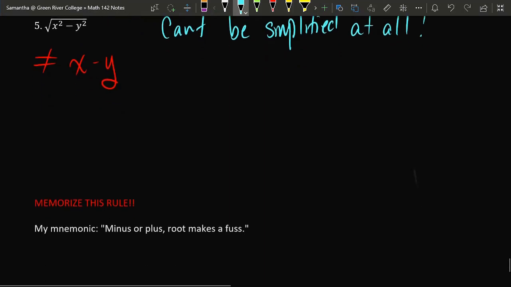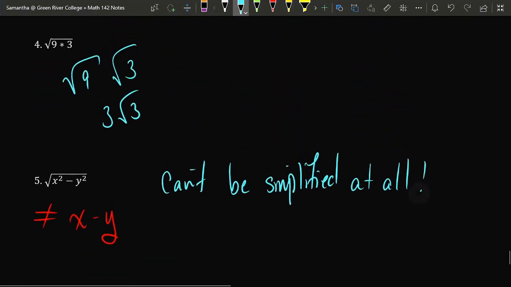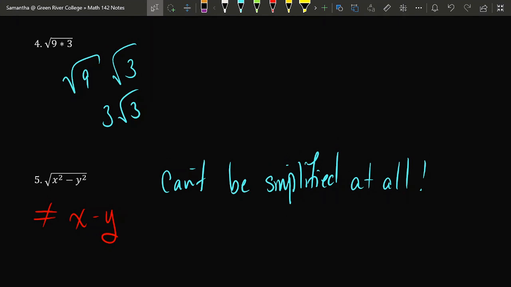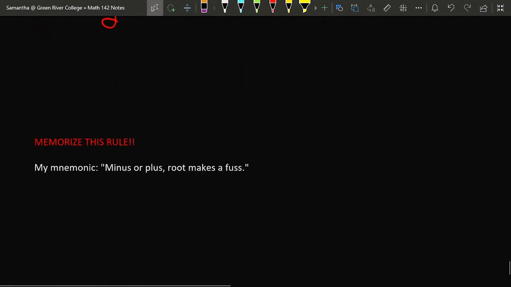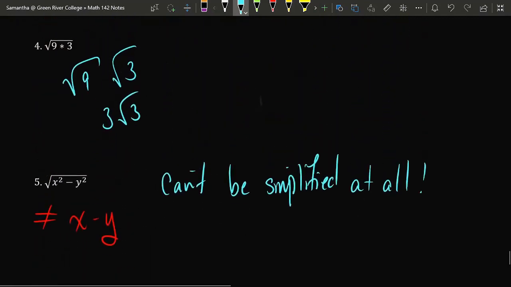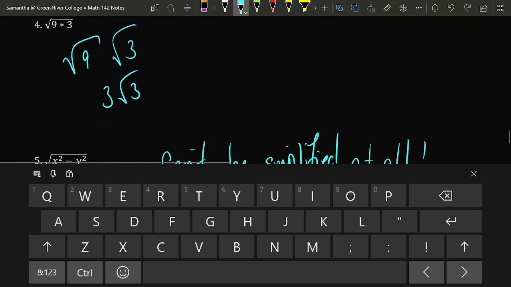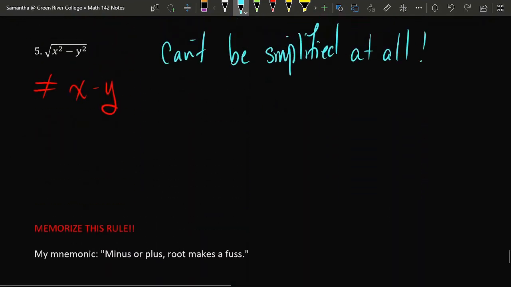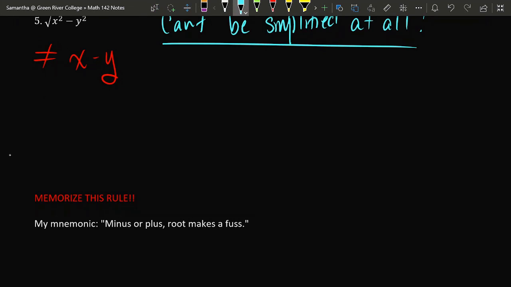So I've tried long and hard to come up with a way for you to memorize this situation with the square roots. And this is my best draft so far. This rhyme here. Minus or plus, root makes a fuss. You make a fuss, you get mad, you get irritated, you throw a tantrum, you cross your arms. So if your square root has an addition or a subtraction under it, then your square root is going to throw a little tantrum, and you're not going to be able to work with it to simplify it in any meaningful way. This is my best attempt at a mnemonic for you.